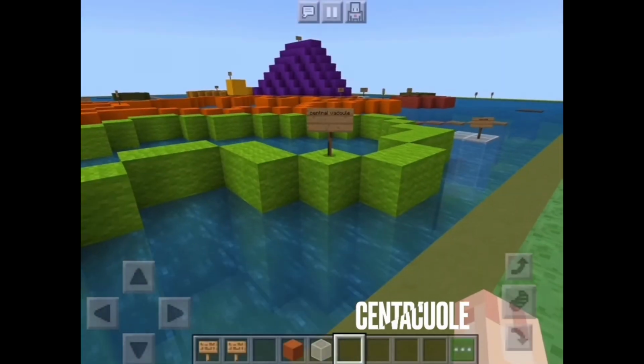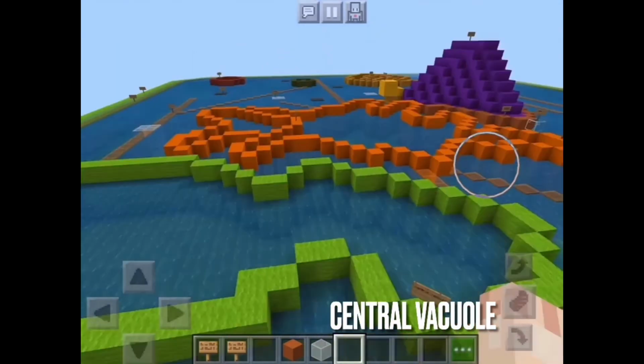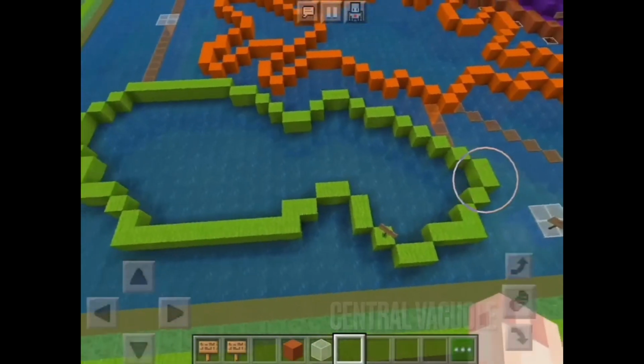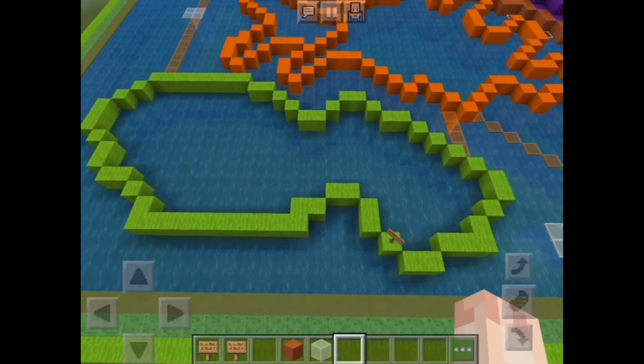This is the central vacuole. The central vacuole is an organelle only found in the plant cell. It's a large vacuole that usually takes up most of the space inside a plant cell. It's filled with a watery fluid that strengthens the cells and helps to support the entire plant.